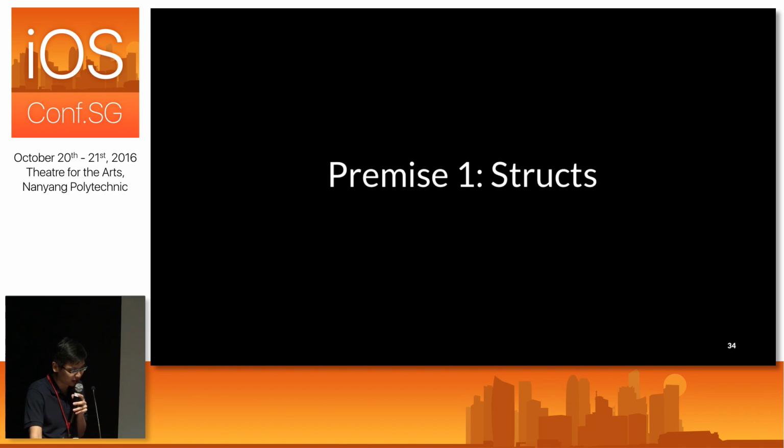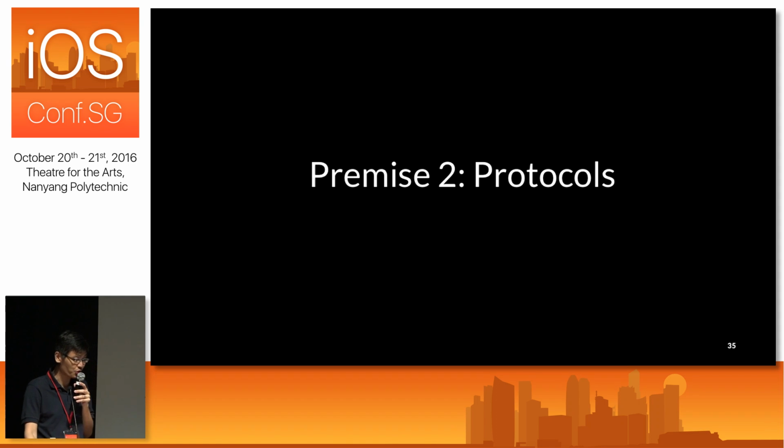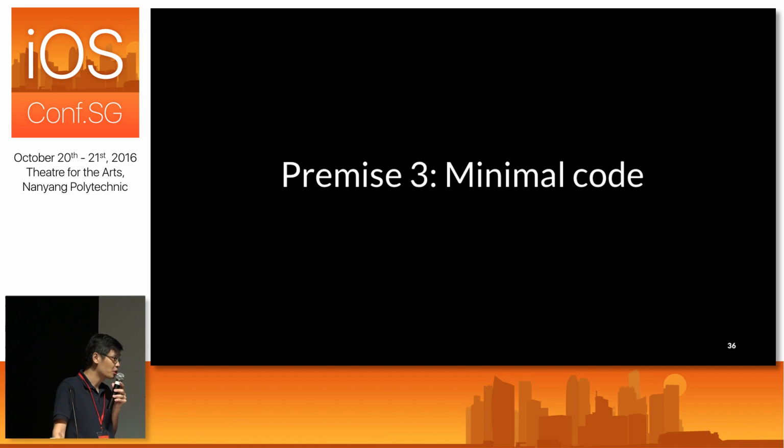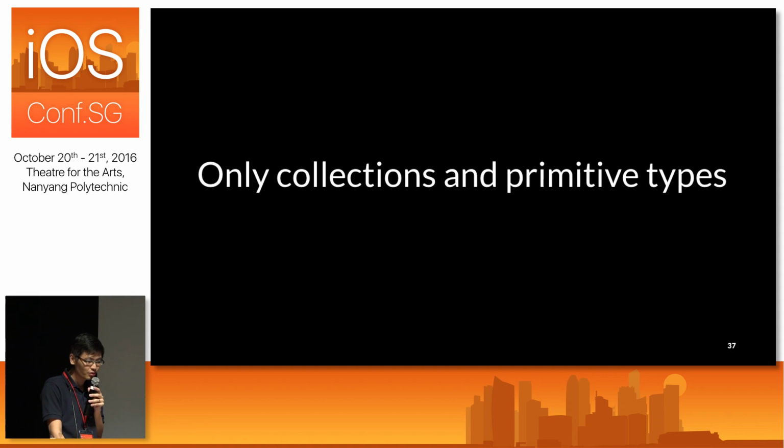So anyway, I have a few premises. One, we only work with structs, right? Because value types in Swift are the future, so we don't work with classes. Let's focus on that. We use protocols, not inheritance. We want to write as little code as possible, so we introduce as few bugs as possible. We want to limit it to just arrays, dictionaries, structs, and primitive types.